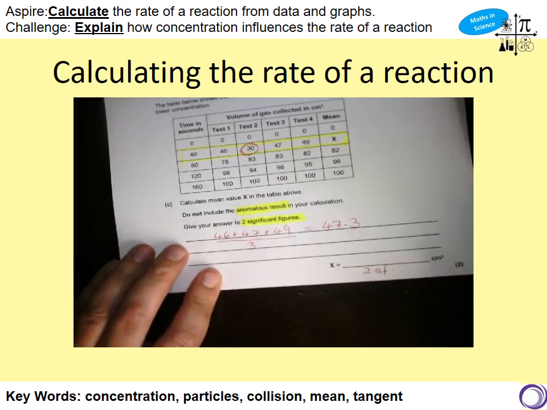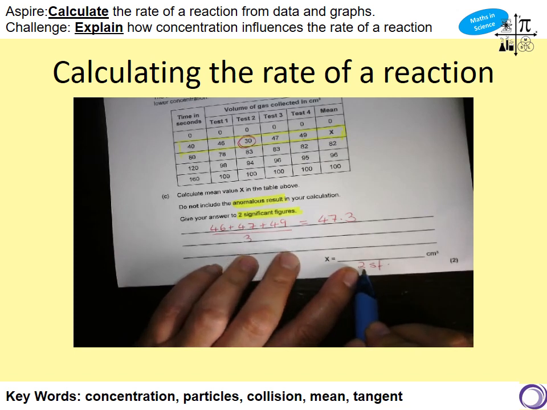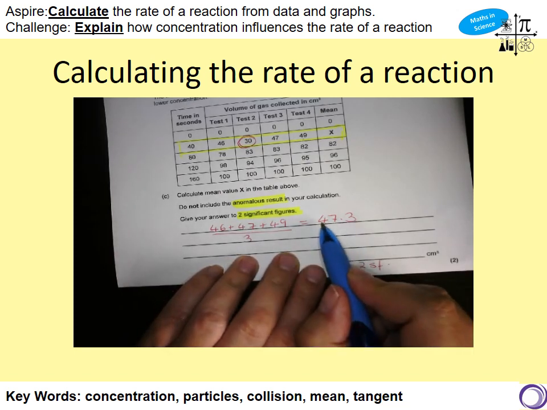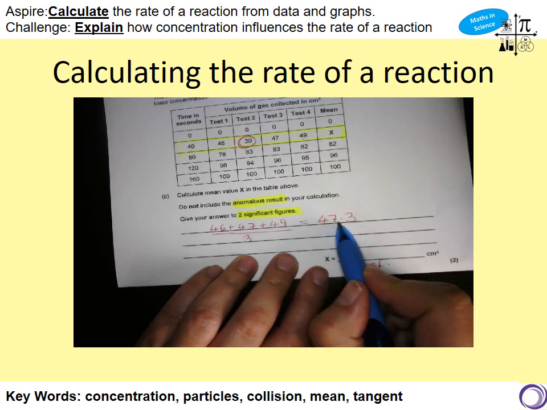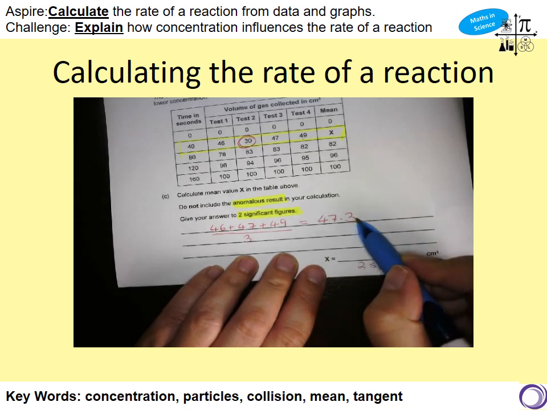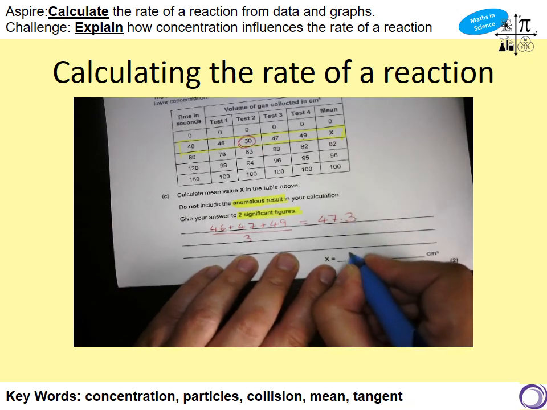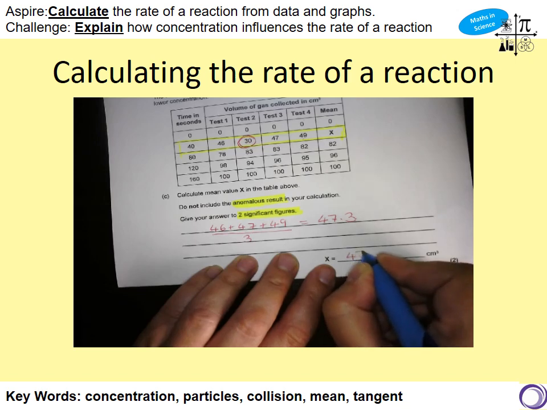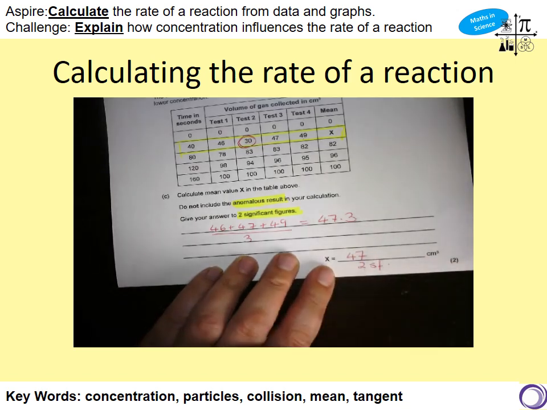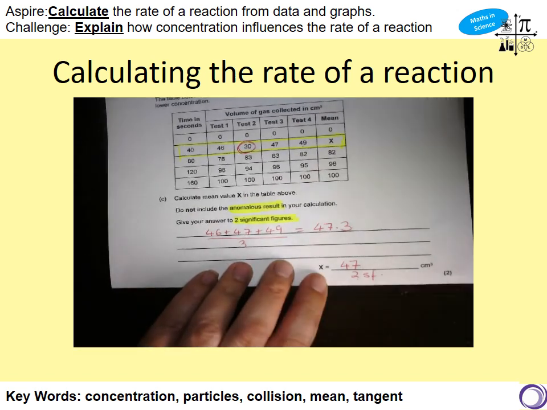47.3. Now this is why I reminded myself here that it needs to be to 2 significant figures. So I take the first 2 figures and then I look at the third. Is the third figure greater or equal to 5? It isn't in this case, so therefore we ignore it in our significant figures. And our two significant figures would be 4 and 7, and the answer would be 47 centimetres cubed.